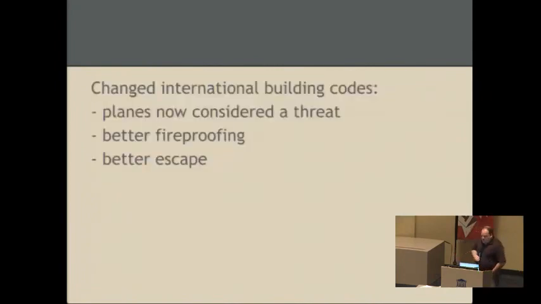So again, they went back to the drawing boards. They said, okay, planes are now a threat that we have to consider for high-rise towers, along with hurricanes and other things. We have to improve the fireproofing on the girders so that they're less likely to be stripped away when a plane hits, and we need better escape routes.